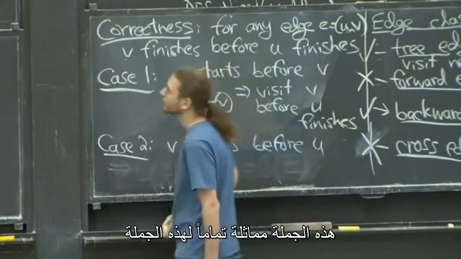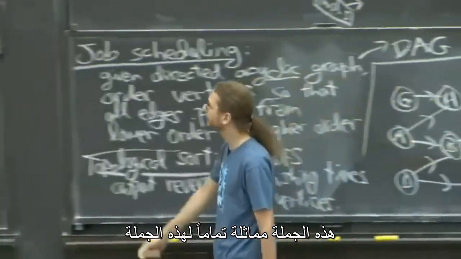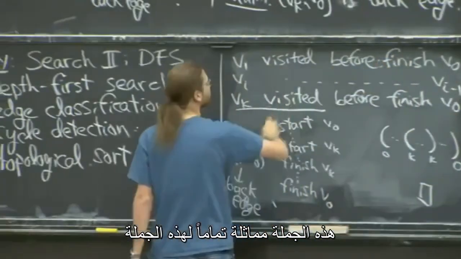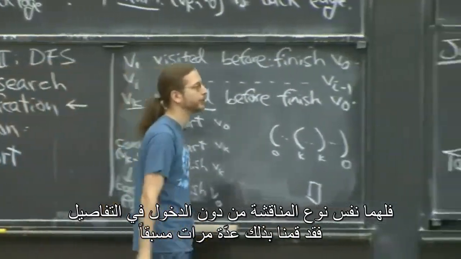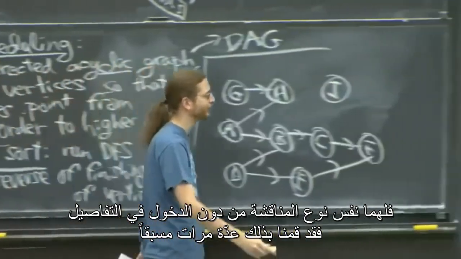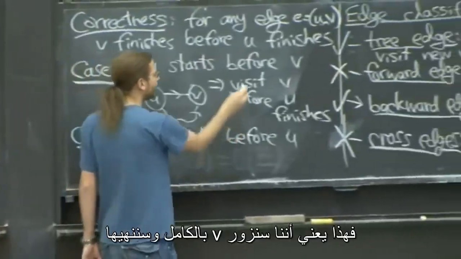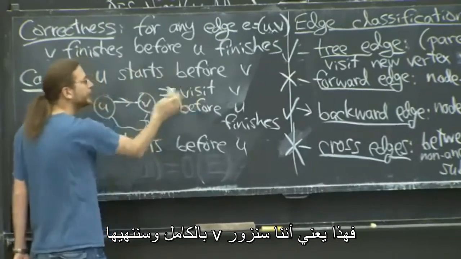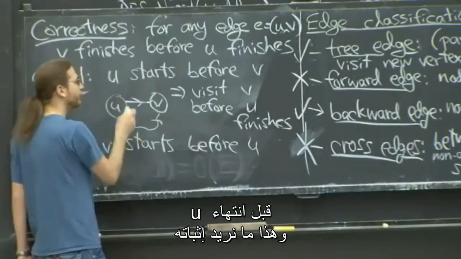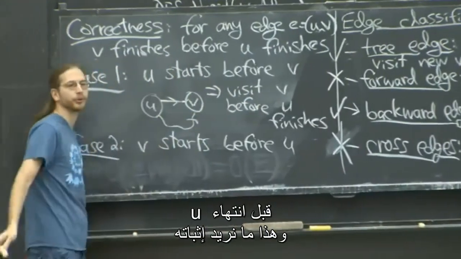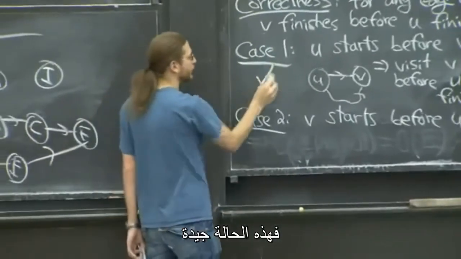That sentence is just like this sentence. So same kind of argument. I won't go into detail because we already did that several times. So that means we'll visit v. We will completely visit v. We will finish v before we finish u. And that's what we wanted to prove. So that case is good.